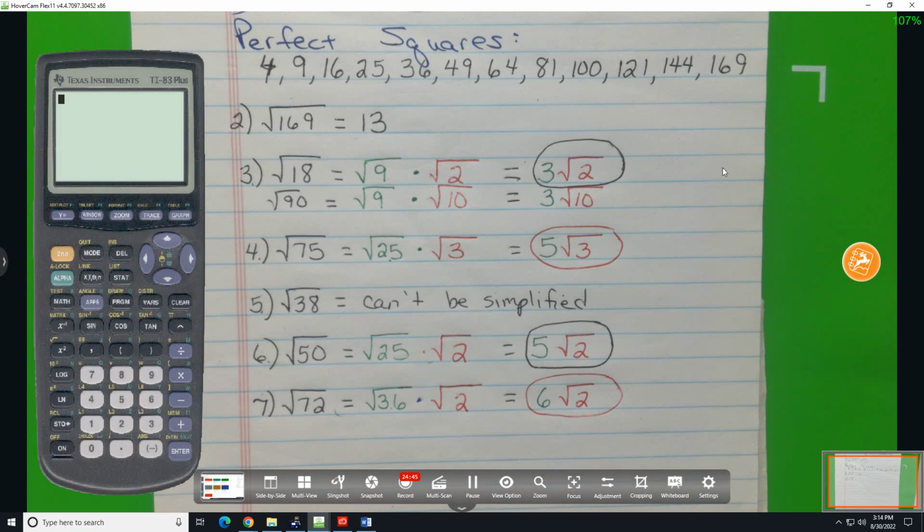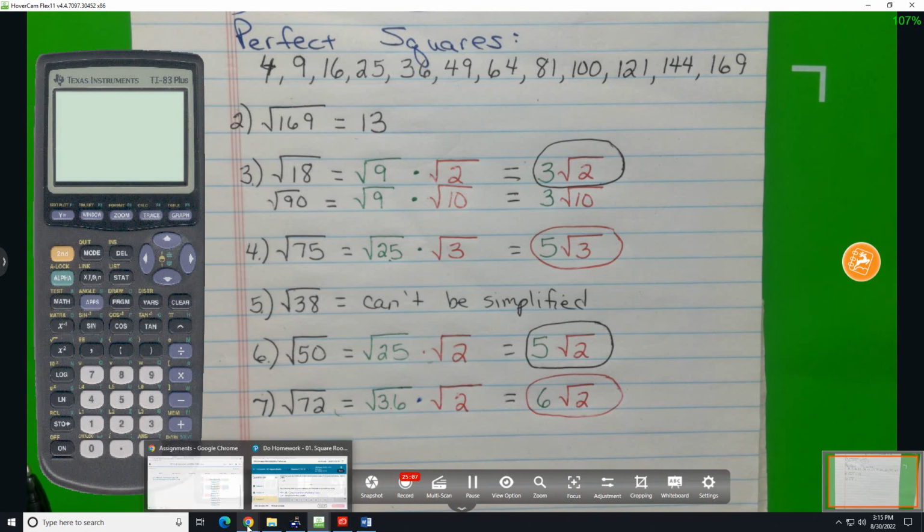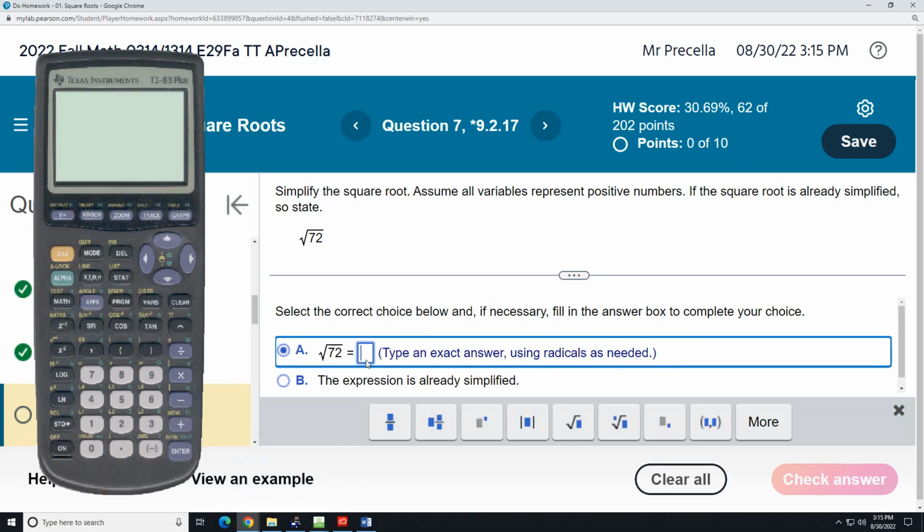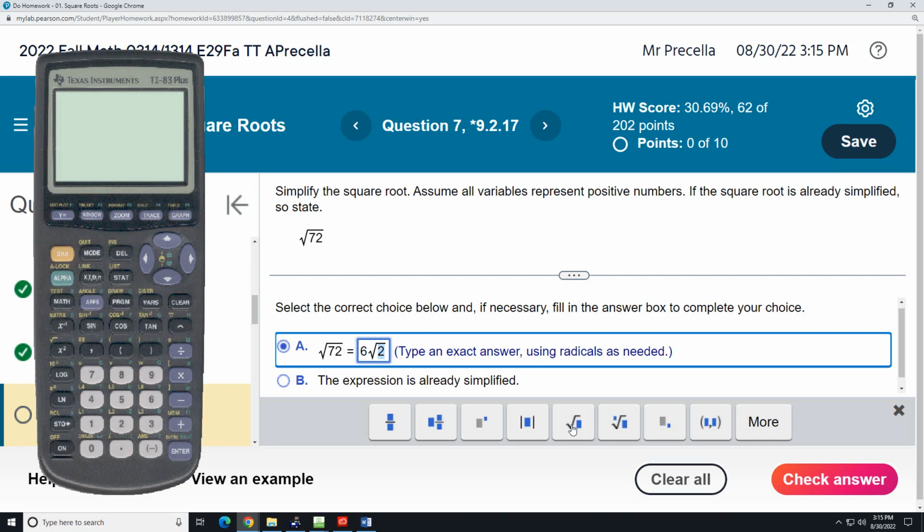This is actually a very important problem because there's more than one perfect square that divides in evenly, and you use the biggest one. Any questions there? If you use 9 and 8, you're going to get it wrong because 8 is under the square root symbol then, and it can be simplified. 8 can be divided by 4. So type in 6 square root of 2.